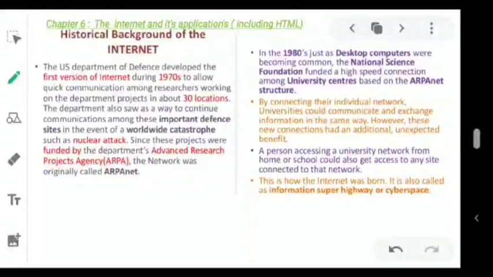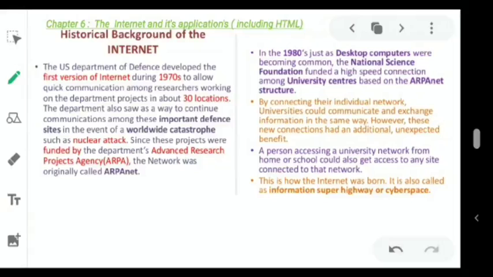Today we will start chapter 6, that is the internet and its applications, including HTML. HTML is in the theory part as well as in the practical part. This chapter consists of the brief history of the internet, some services provided by the internet, network and internet security, and the hypertext markup language. These are the four main components covered in this chapter.